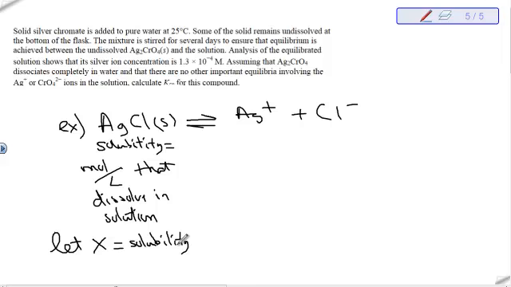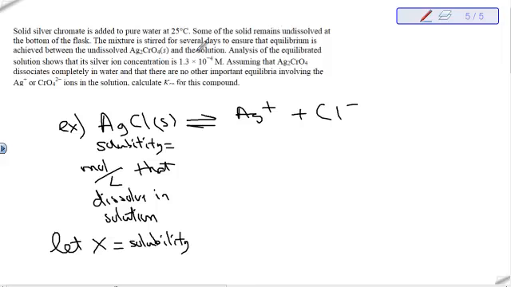So we're going to take that approach here. Now, in this question we're asked, it says solid silver chromate is added to pure water. Some of it remains undissolved at the bottom of the flask. That phrase is a clue that the solution is saturated, so it has reached a point of equilibrium.